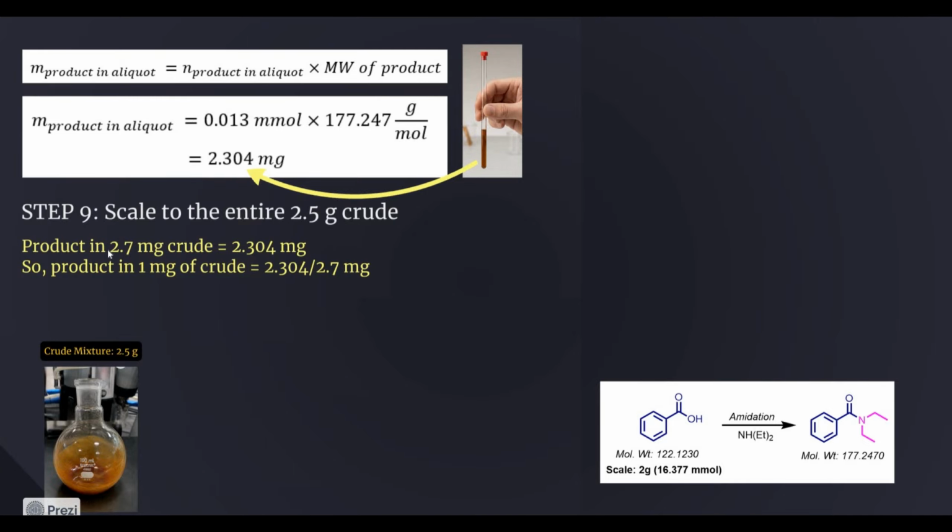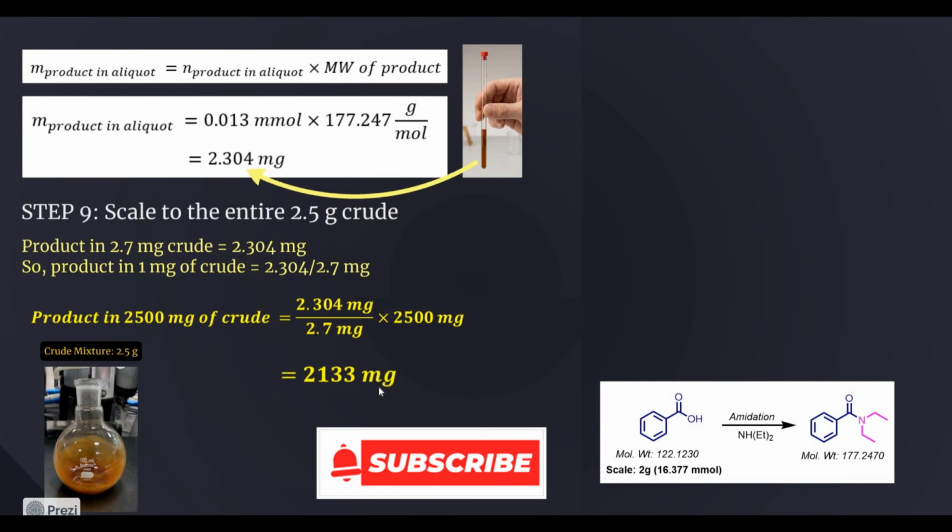Now you have to just do the mathematics. Product in 2.7 milligram of crude is equal to 2.304. So in 1 milligram it is this much, and in 2500 milligram of crude, it would be this 2.133 gram. Okay, so this is the amount of the product present in the crude reaction mixture.